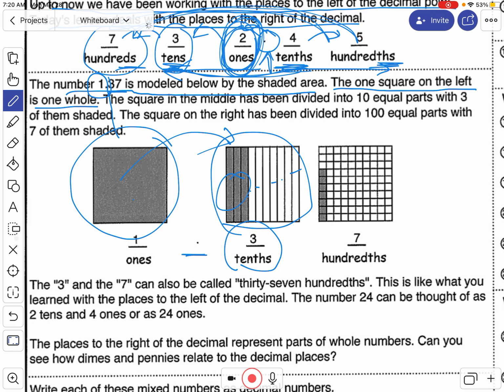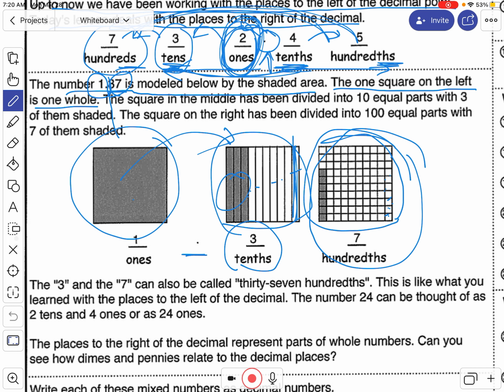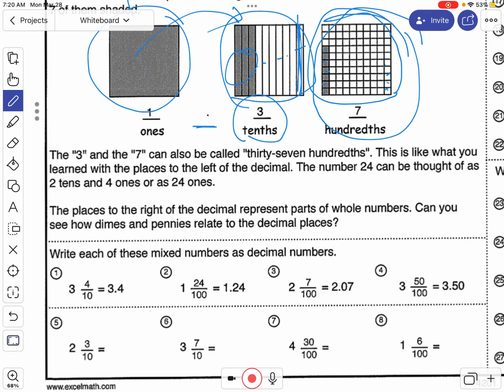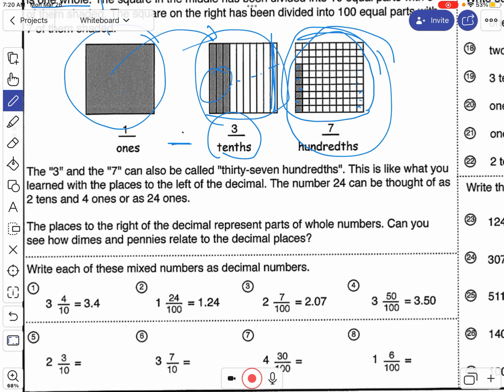And then 7 hundredths, the next digit, is over here, and you can see that the 1 whole has been divided into 100 little teeny tiny squares. Each one of these strips has been cut into 10 little parts, and so this is considered to be hundredths, and 7 of them are shaded in right there. All right. The 3 and 7 can also be called 37 hundredths.